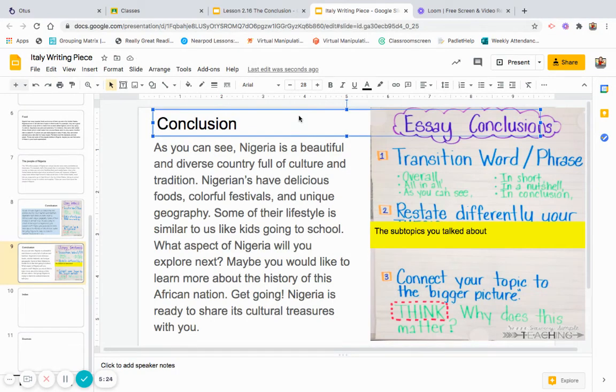Okay, boys and girls, I want you to continue to start thinking about what are some ways that you can inspire your reader in your conclusion and how you're going to use these three things in your conclusion, how you're going to add them.